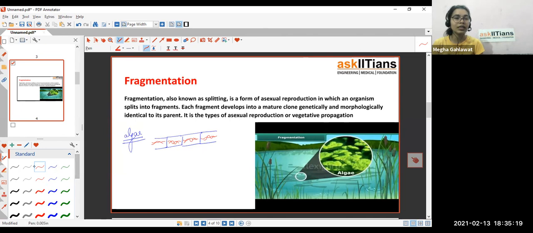What you see right here is an H-shaped mark. Like this, it is present between every single cell. This is called the H band, and it is responsible for the fragmentation or splitting of the algae from these particular points and the formation of new individuals. Remember, since this is asexual reproduction, the offspring will be identical to the parent. It will be like a clone of the parent. Each fragment develops into a mature clone, which is genetically, meaning it has the same DNA, and morphologically, meaning it has the same physical appearance. That being said, this is a type of asexual reproduction.